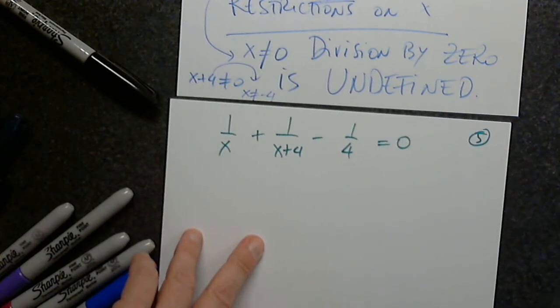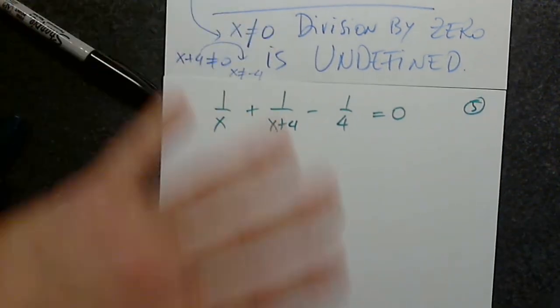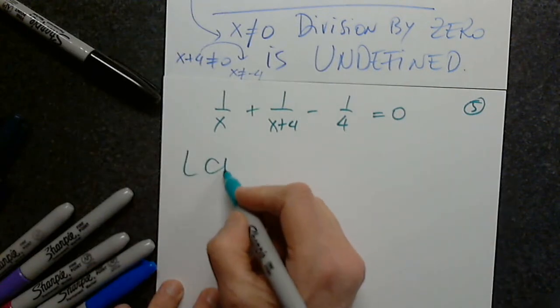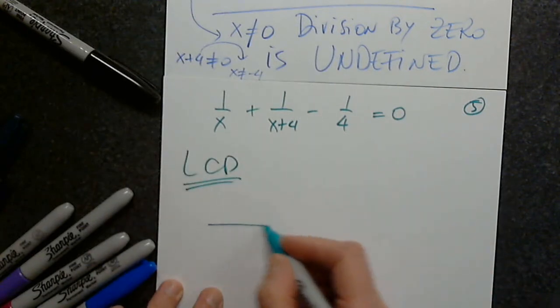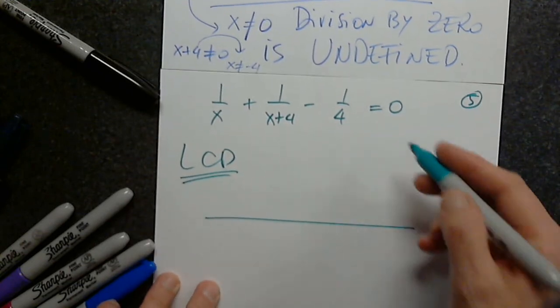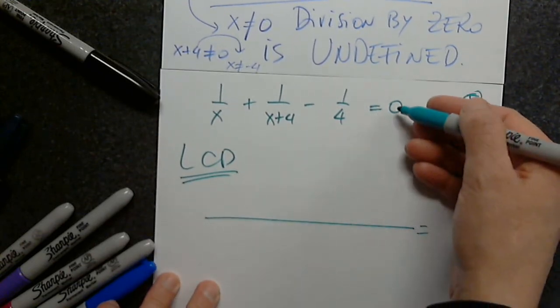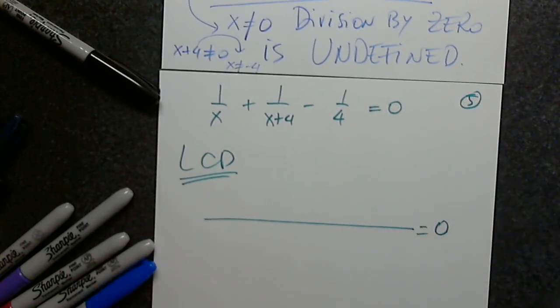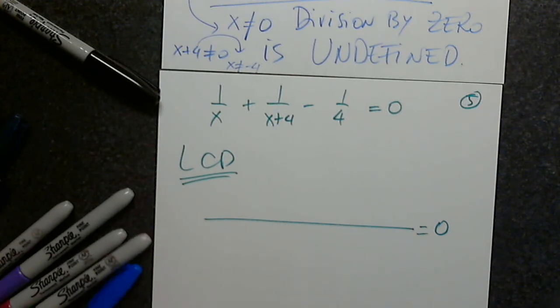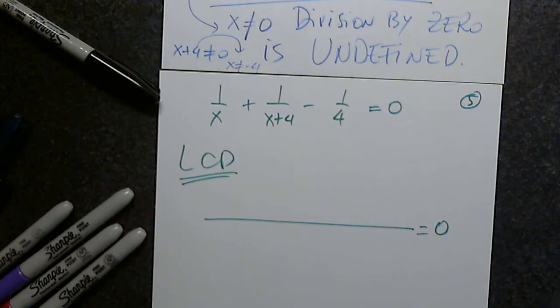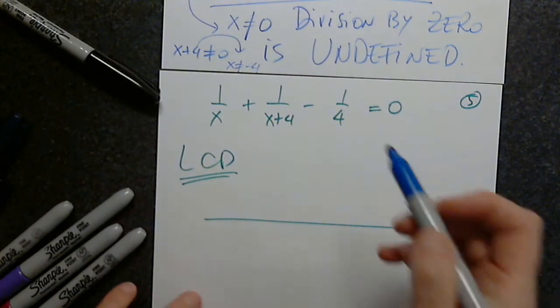Okay, so my next step is to find the LCD. Write a long fraction line, copy the equal symbol, and copy the right-hand side so I don't forget. If I forget to copy the 0 on the right-hand side, I will not be solving. I will be simplifying, and I will not get an x value. Okay, can anyone tell us how many different factors we see here?